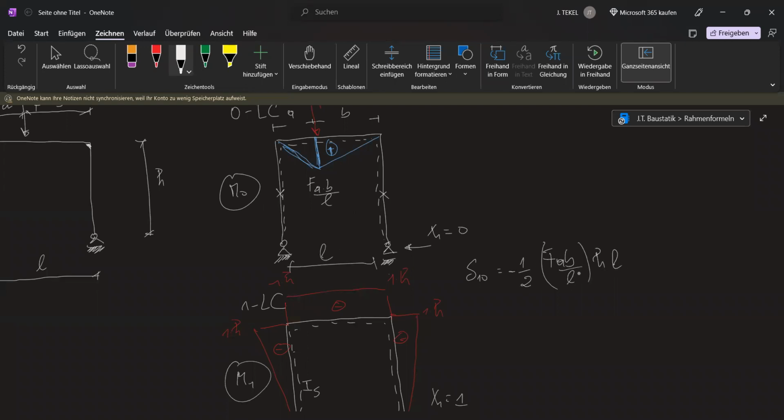And so factor, first value, second value, length, and then Young's modulus times the second moment of area, or moment of inertia, for the beam, or Riegel in German. So let's just compute this. L and L are going to be cut out. So we just remain with minus 1/2 of FAB times H divided by EI Riegel.